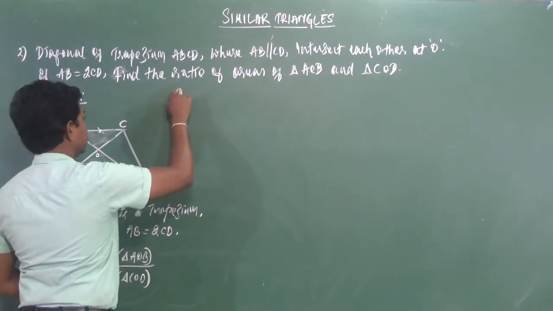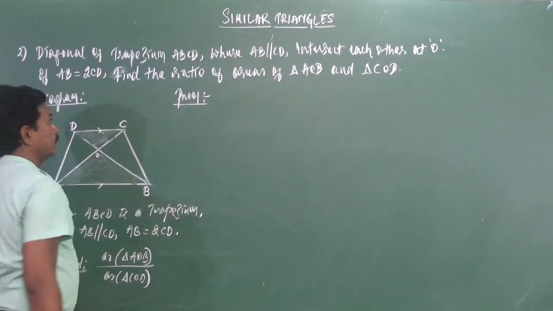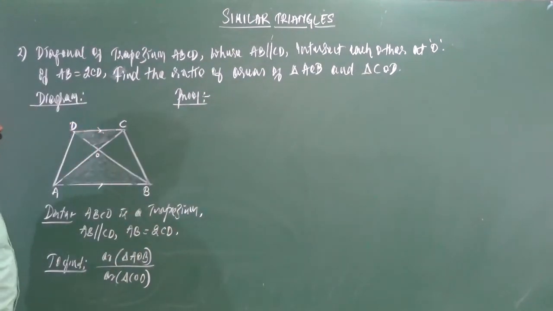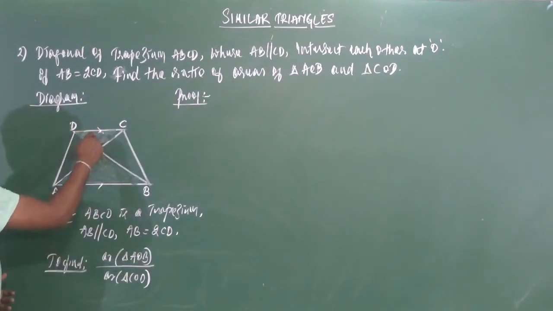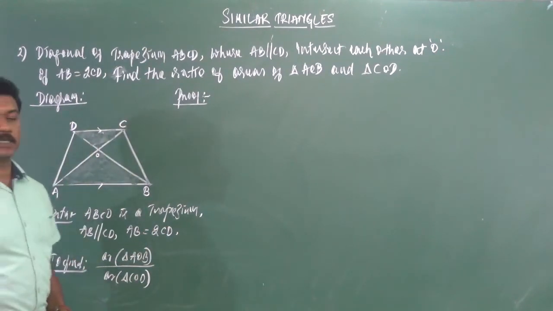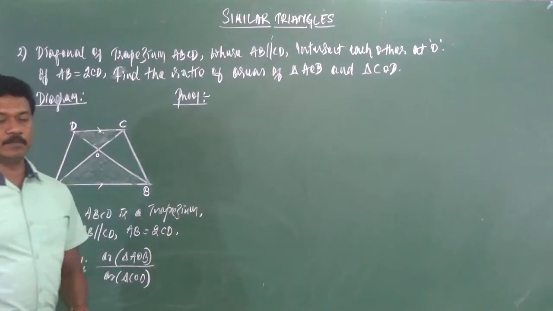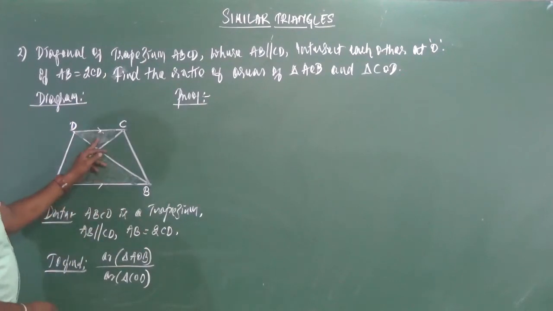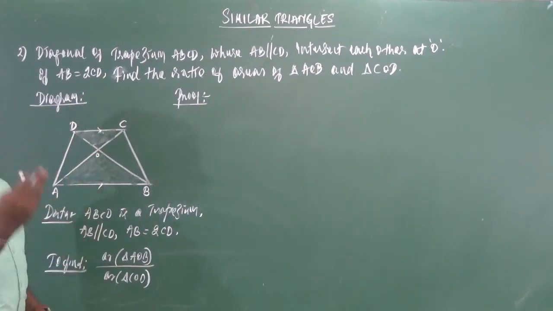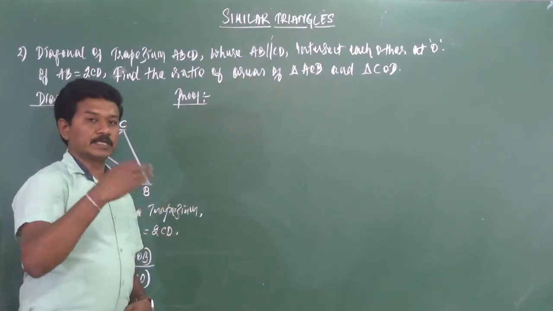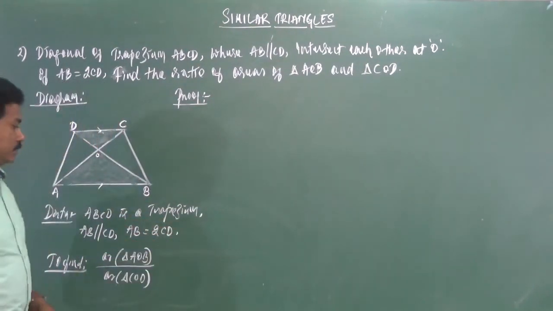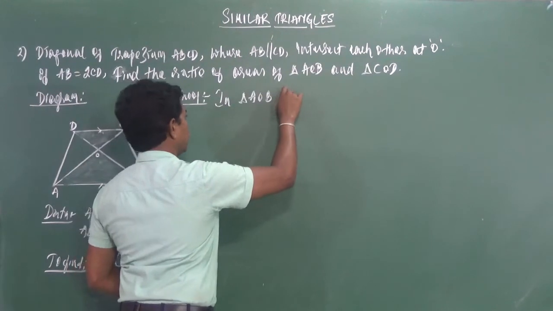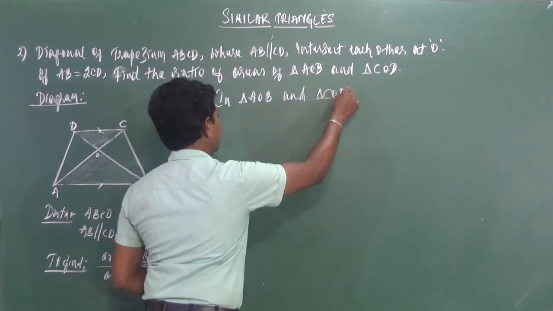Okay, so we'll go with the proof. Here it has been asked to find the ratio of areas of triangle AOB and triangle COD, but we do not know whether they are similar or not. In order to apply the theorem, the triangles must be similar. Similarity is not given here, so we have to show that they are similar and then apply the theorem. This is very important. So in triangle AOB and triangle COD.